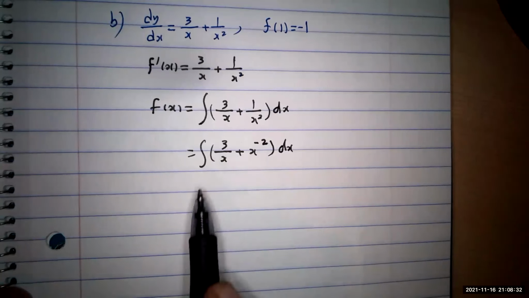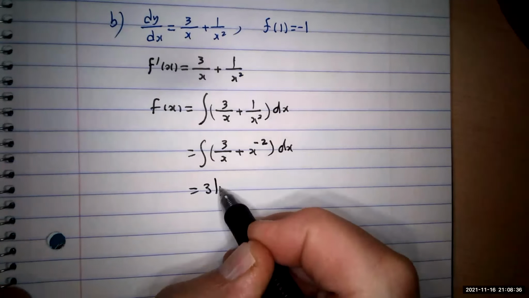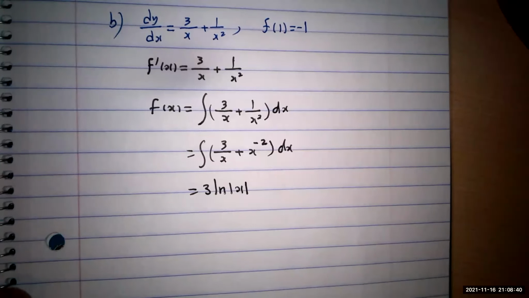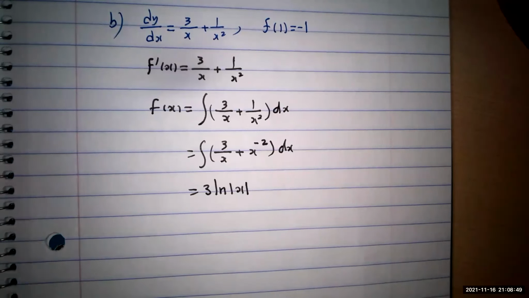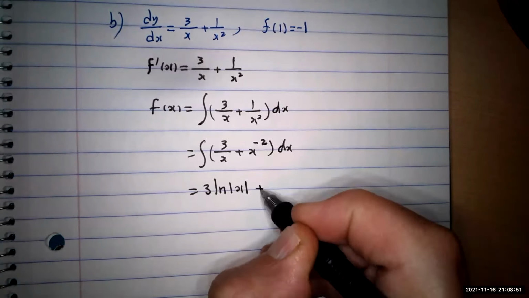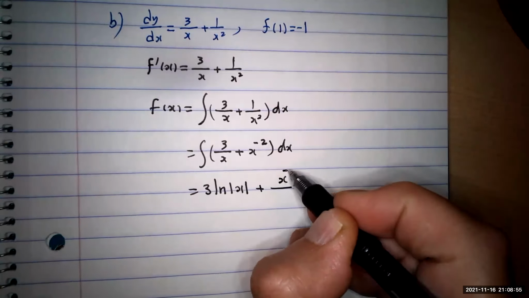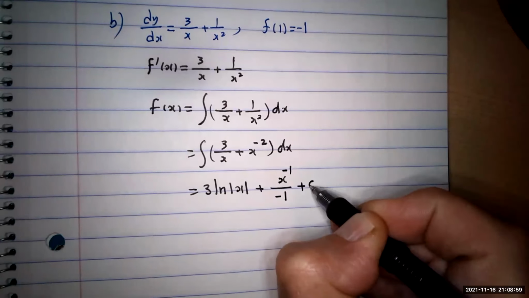This is 3 times 1 over x. We know that. That gives us 3 ln of the absolute value of x. We talk about it when the denominator is x. We never move it up. We keep it as is. And that gives us 3 ln of the absolute value of x. And the next one is going to be plus x to the, it's a negative 2 plus 1 would be a negative 1 over a negative 1. Of course, plus the constant.